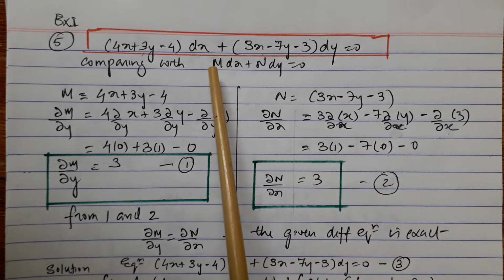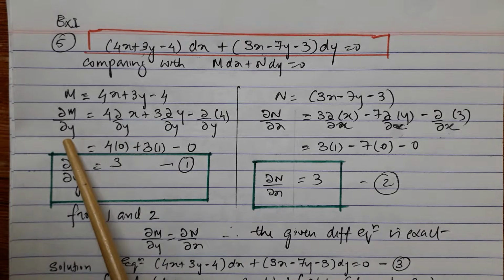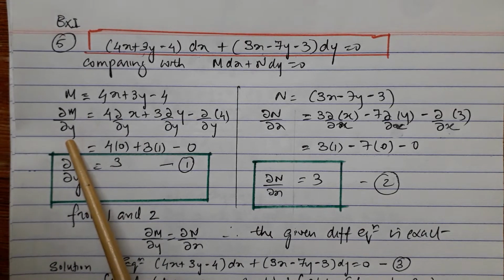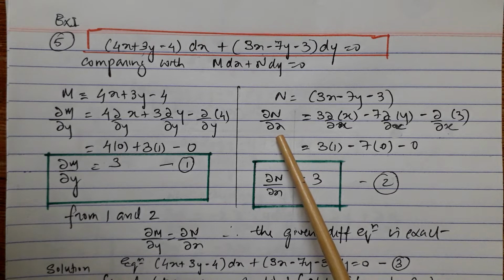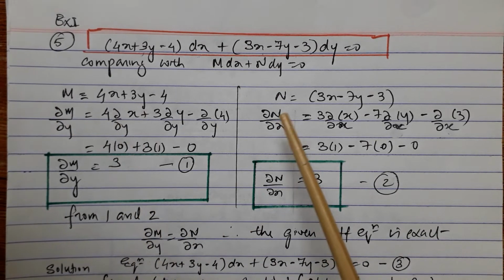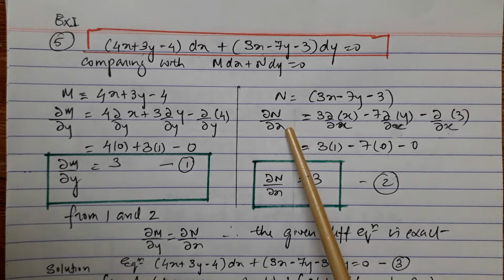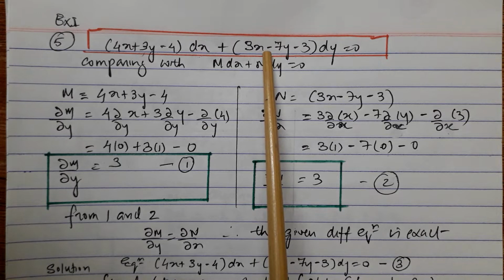So, let us first prove that this equation is an exact differential equation. For that, we'll have to take the partial derivative of M with respect to y and then take the partial derivative of N with respect to x. And if the partial derivative of M with respect to y is equal to the partial derivative of N with respect to x, then we can say that the given equation is an exact differential equation.